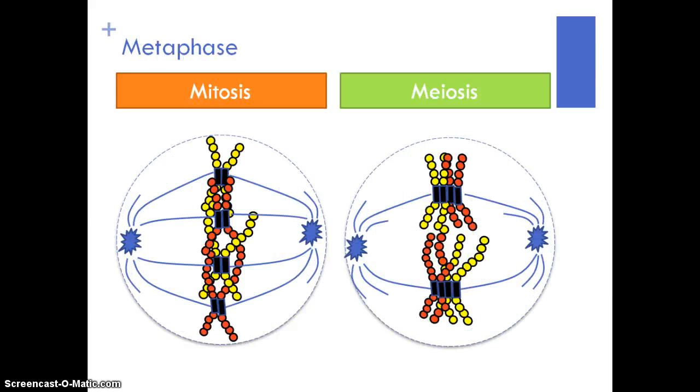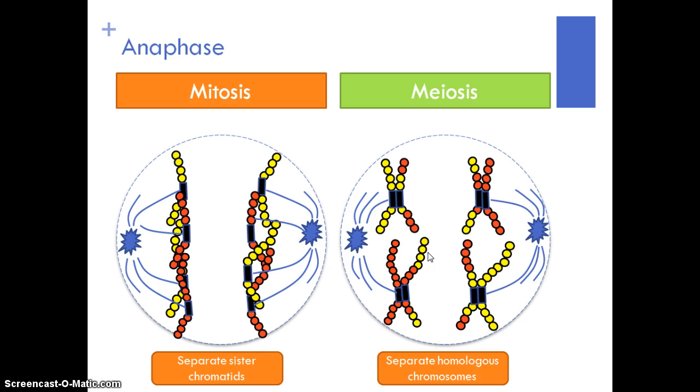Next is metaphase, where the chromosomes are going to line up across the metaphase plate, the middle of the cell. In mitosis, each individual sister chromatid lines up across the middle, whereas in meiosis, the tetrads line up across the middle of the cell. During anaphase, the chromosomes are pulled apart. In mitosis, this process is going to be used to separate the sister chromatids, so we get 1 copy of each chromosome on either side of the cell. In meiosis, the goal here is to separate the homologous chromosomes. So here's one, here's the other, moving towards opposite ends of the cell.